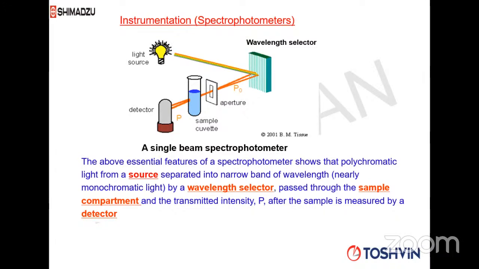Single beam means it has got a single path length. There is a single beam of light. In double beam, there will be two different light beams. We'll see how it is done.